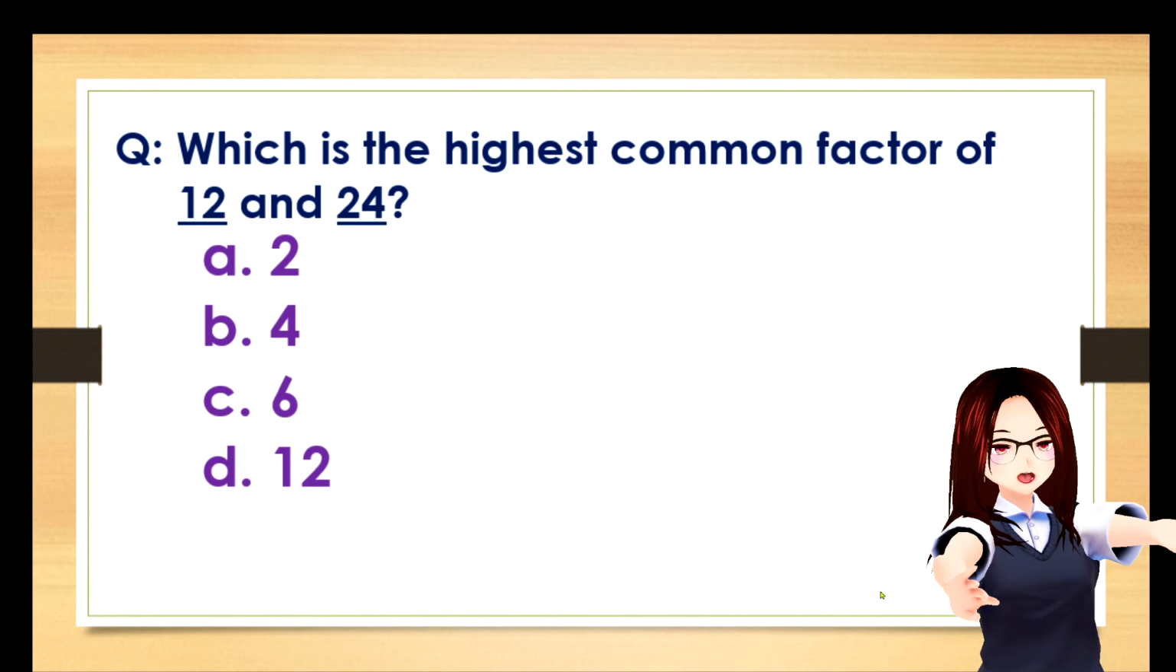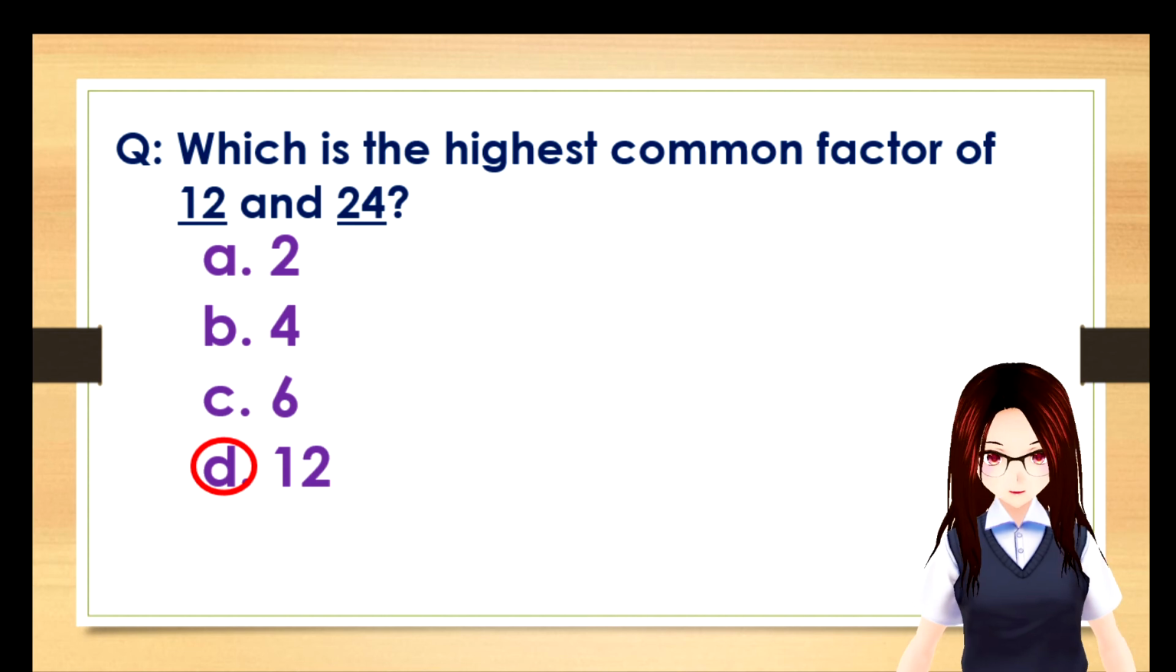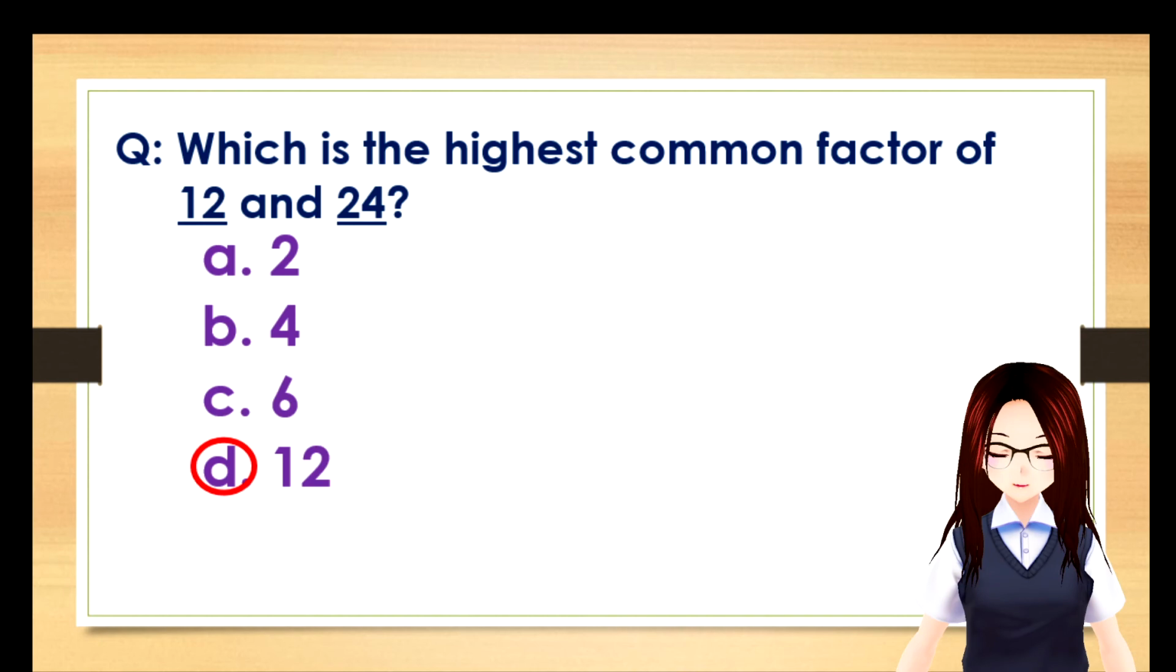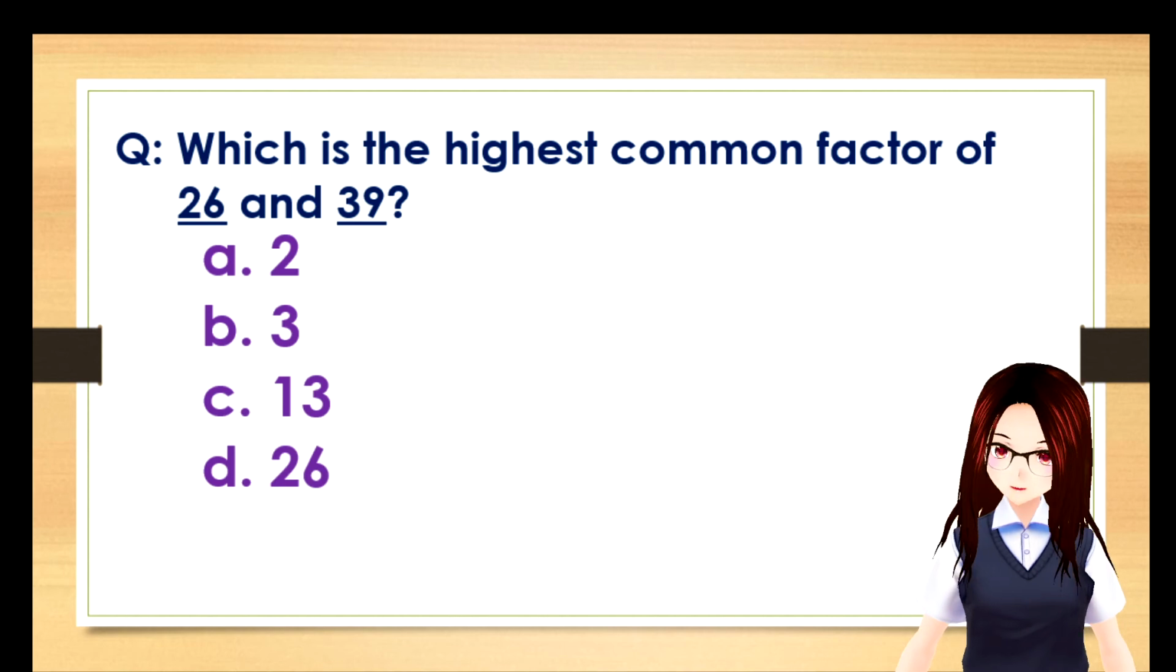Okay, time's up. The correct answer is letter D, 12. Next question. Which is the highest common factor of 26 and 39? Go. You can pause the video if you need more time.